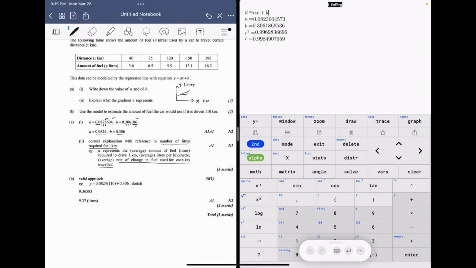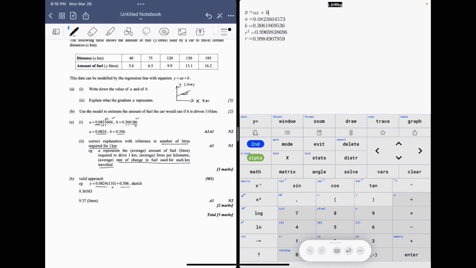Next, use the model to estimate the amount of fuel the car would use if it is driven 110 kilometer. 110 kilometer, that means they have given the value of x distance. So first you write down the equation y is equal to ax plus b. A, what value you calculated, b, what value you have got from the calculator, and your x is what, 110. I recommend again, while writing you can write down the rounded off value, but for calculation, do not take the rounded off value, take the full value which you already wrote.